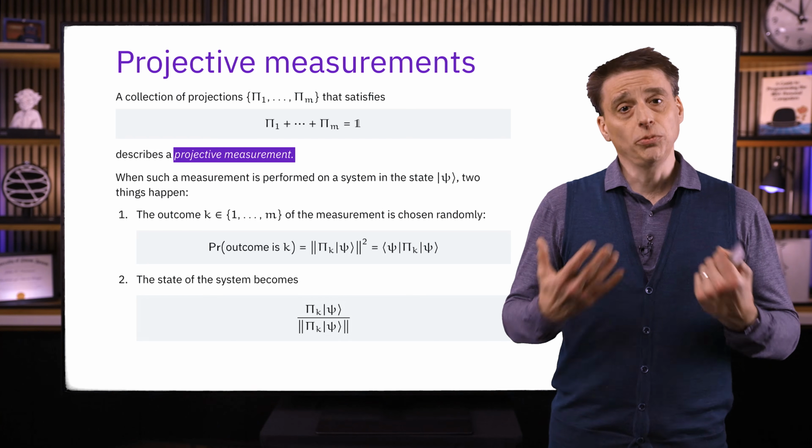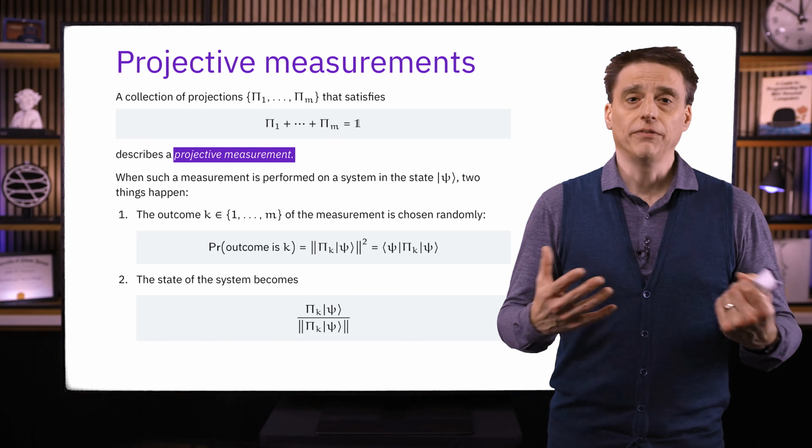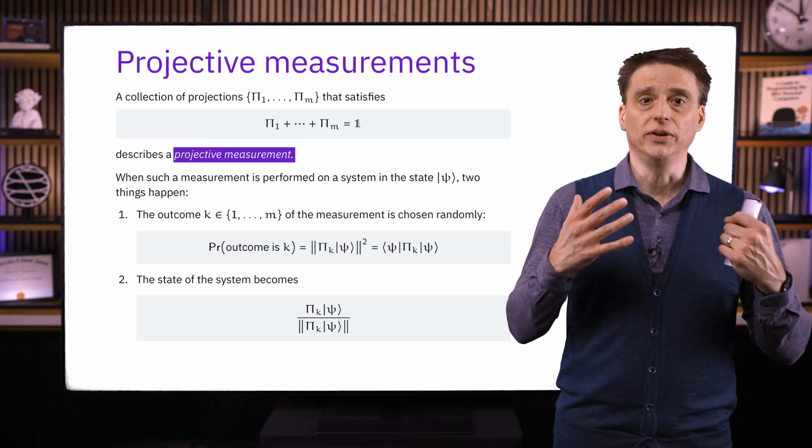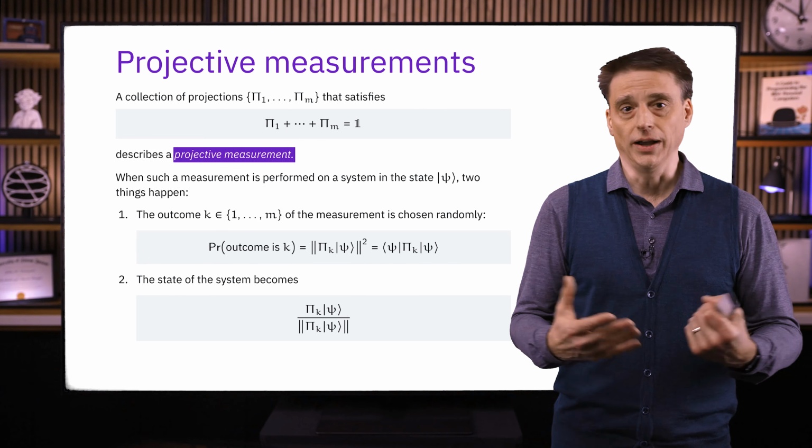And second, assuming that we get the outcome k, the state of the system collapses to the quantum state we get by normalizing whatever vector we got by projecting.